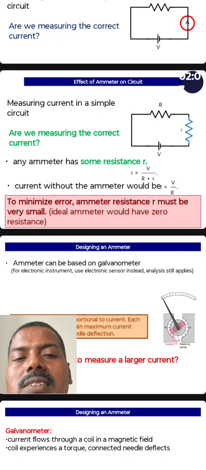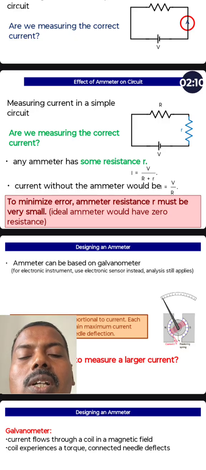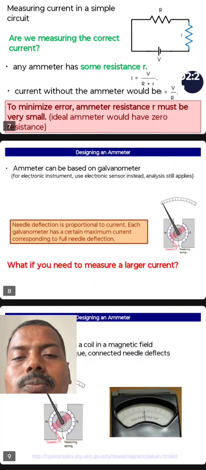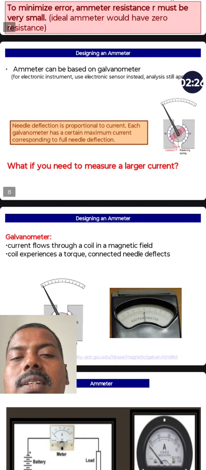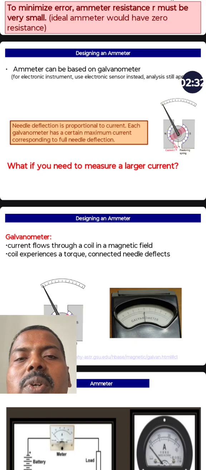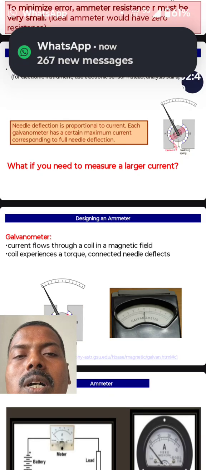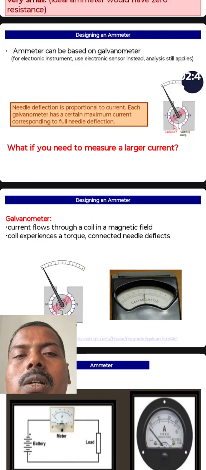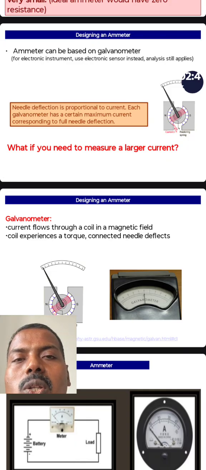So this ammeter has some resistance, and we have a formula for the current according to Ohm's law. I is equal to V by R, where R is the internal resistance. The current I is equal to V by R. For designing an ammeter, we can use a galvanometer. So based on the galvanometer, it will work on the designing principle, using the electronic sensor, instead of analyzing the performance of the particular ammeter.